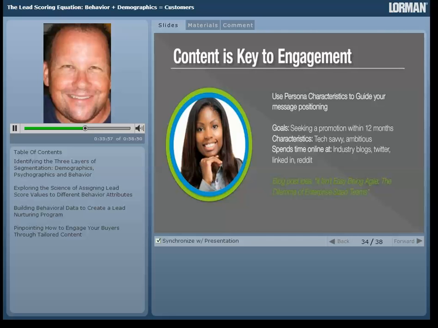And as you're doing it, make sure that you have your goals in mind. And in this case, the goal was that the individual, this persona, was seeking a promotion within 12 months. They're really tech savvy, and they're online quite a bit, doing industry blogs and Twitter. They're on LinkedIn, using Reddit. And when you're developing content around that, if it's reinforcing what that buyer persona is, you have a better likelihood of bringing them over to your type of solution or looking to you as the source of information that they need to make their next decision.